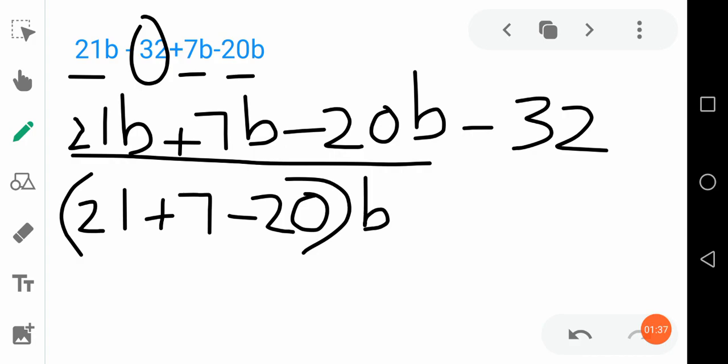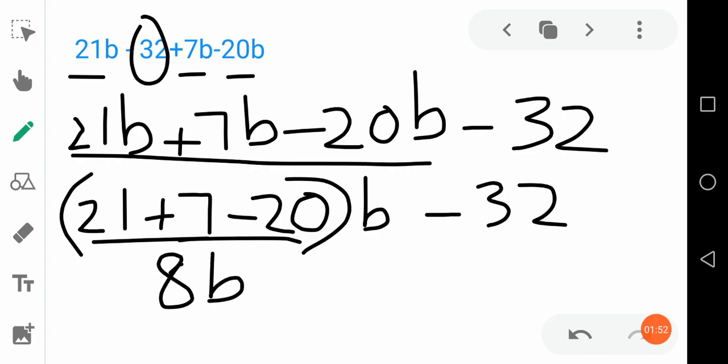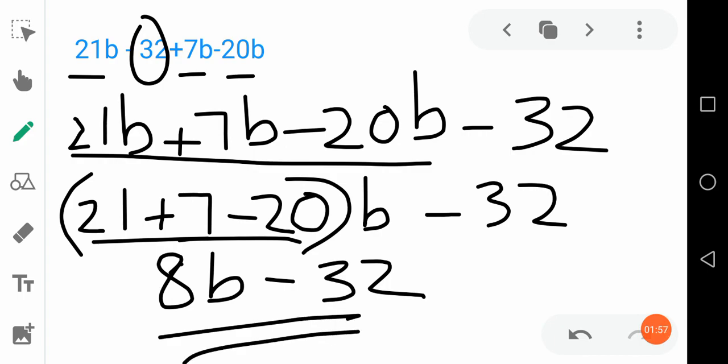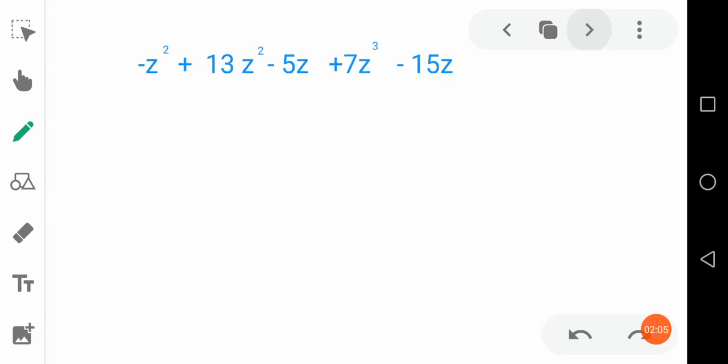That means you are going to simplify the numbers. So 21 plus the other part you write it as such, that is minus 32. 21 plus 7, 28. 28 minus 20, 8. So the answer will be 8b minus 32. This is how you have to write, and you have to write equal to before each step. Okay, so here we have the answer 8b minus 32. Understood? Okay, coming to the next one, this is the same thing only, you try by yourself.